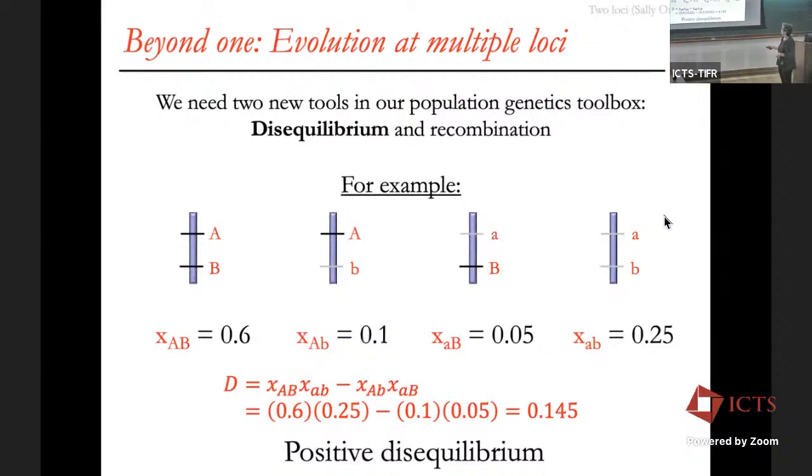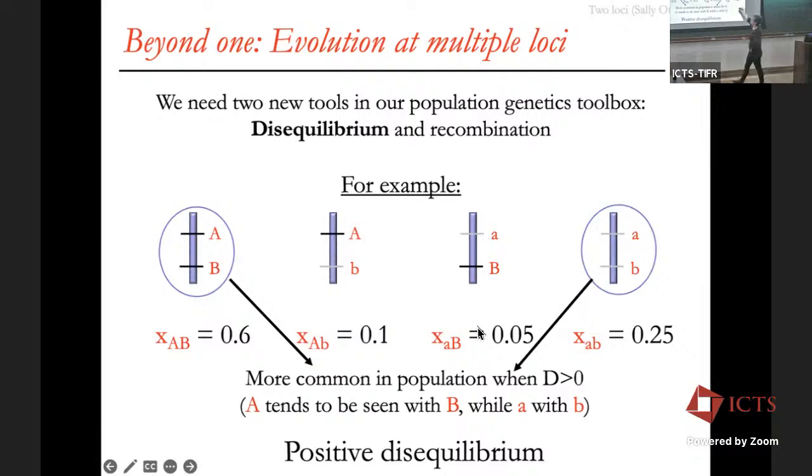So if we multiply this frequency times that frequency, subtract off that product, we get a positive disequilibrium in this case. And that's saying that a positive disequilibrium means these two chromosome combinations are more common than we'd expect. These two are less common than we expect. And so if we are carrying big A and there's positive disequilibrium, we're more likely to be seeing a gamete that also carries big B than we'd expect by chance. Same with little a. If we carry little a, then we look at the other locus, we're more likely to be carrying little b.